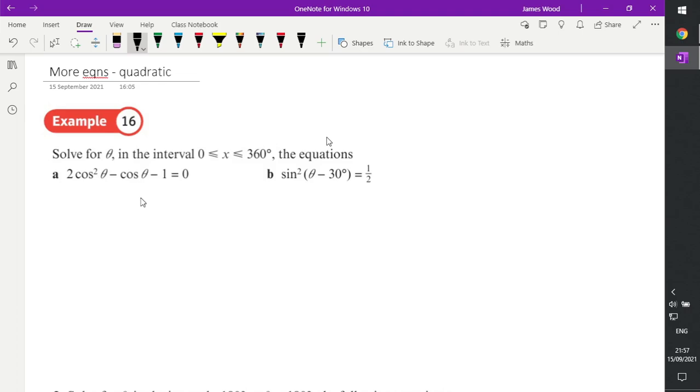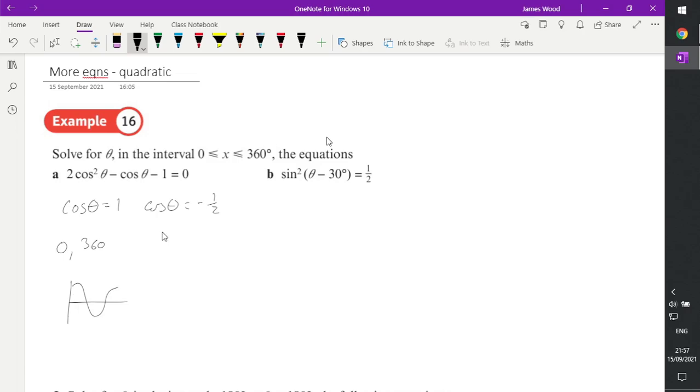So we've got 2, minus 1, minus 1. So my two solutions, normally I'd write x equals, but here I'm going to write cos theta equals 1. Or the other answer I get is cos theta equals minus a half. Okay. And then I've got to solve those between 0 and 360. So cos theta equals 1 at 0. Let's think about the graph. And at 360.